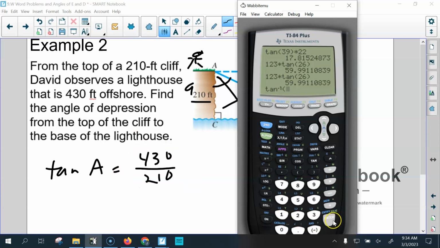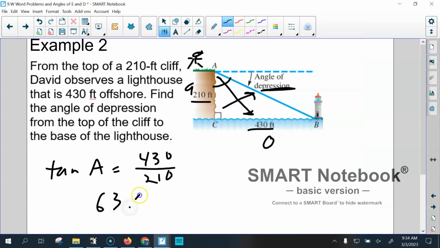And now you just type in this fraction, 430 divided by 210. Close parentheses if you want, not a big deal. And that's 63.97. So again, we're just going to round, estimate approximately 64 degrees. It's about 64 degrees.